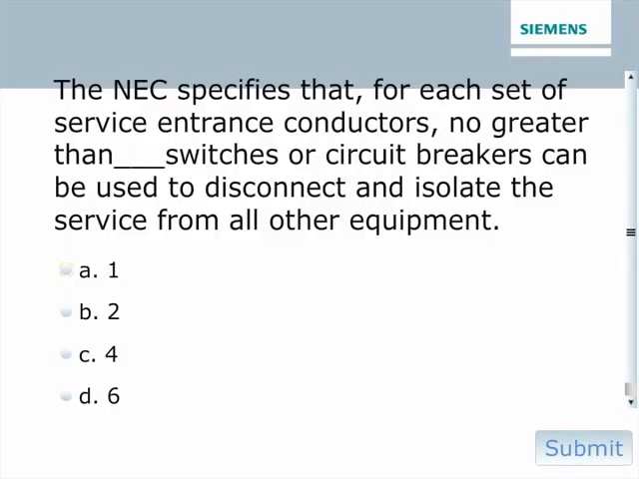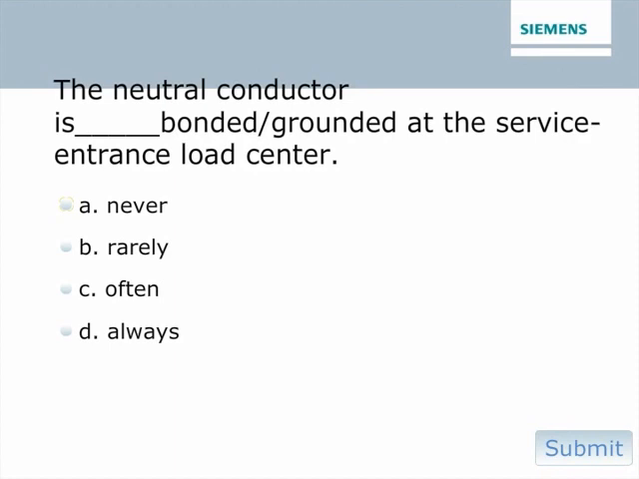The NEC specifies that for each set of service entrance conductors, no greater than blank switches or circuit breakers can be used to disconnect and isolate the service from all other equipment. Is it A, 1, B, 2, C, 4, or D, 6? The neutral conductor is blank, bonded, or grounded at the service entrance load center. Is it A, never, B, rarely, C, often, or D, always?